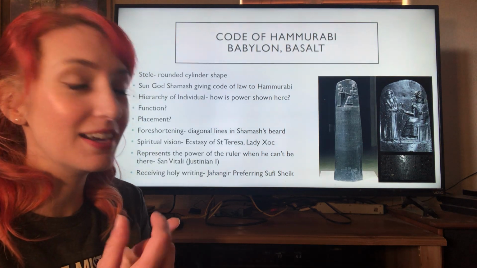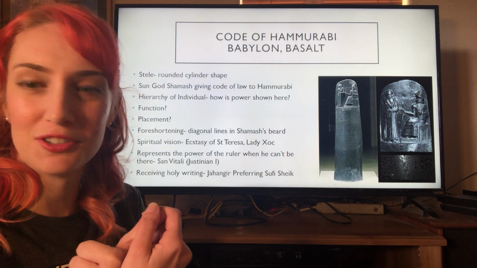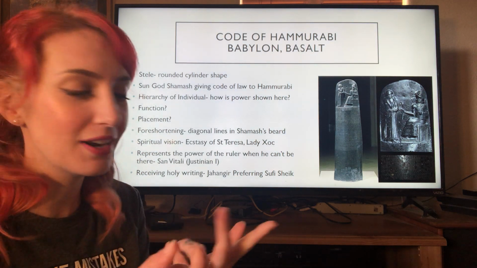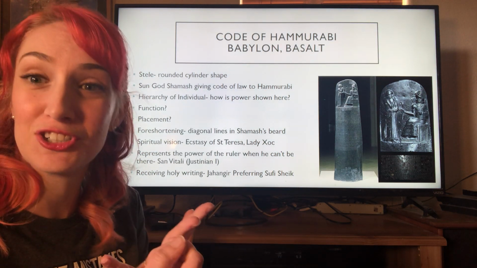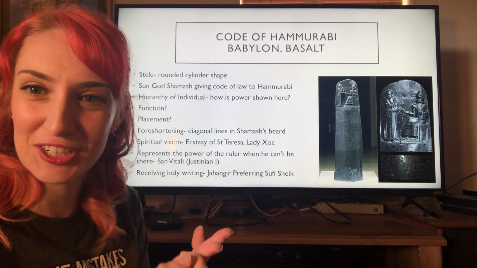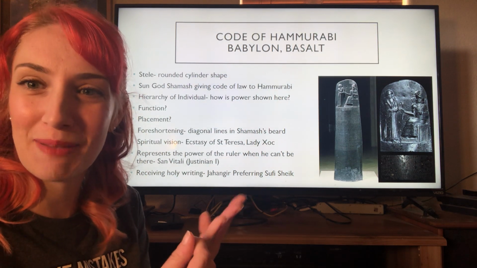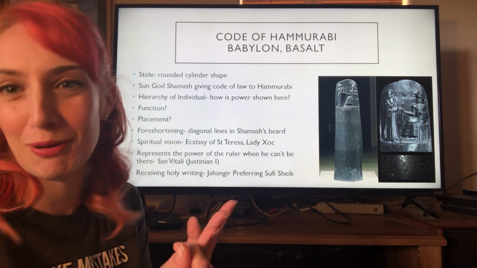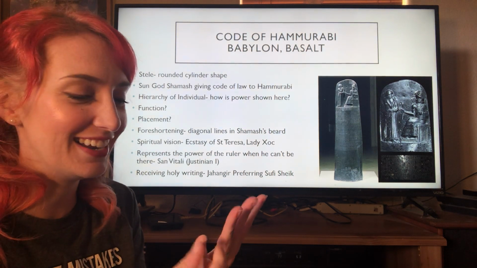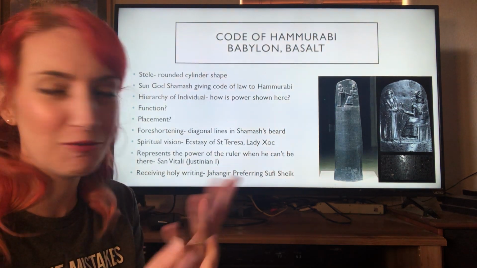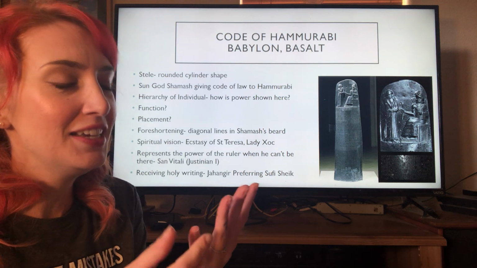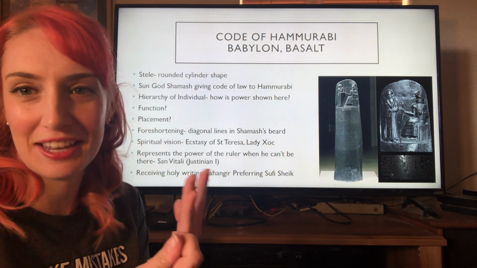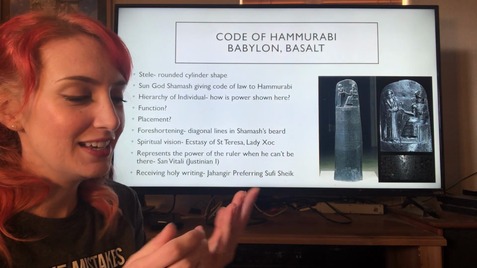We hear about in the Code of Law innocent till proven guilty, the concept of minimum wage, divorce, how much you should pay an eye surgeon. If you do a good job, you get X amount of money. If you do a bad job, do you remember that they actually poke your eyes out? That's where you get an eye for an eye. If an eye surgeon messes up, which by the way, they had eye surgeons, crazy, then you get an eye taken out.